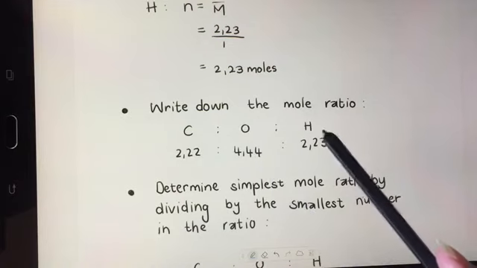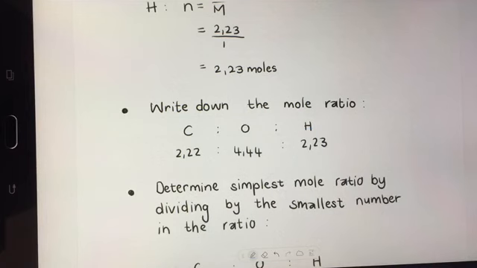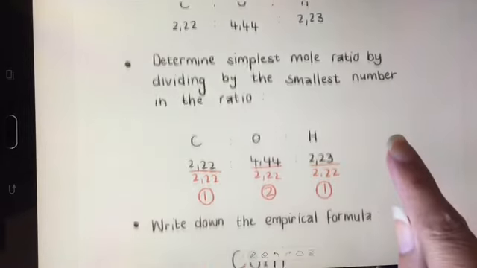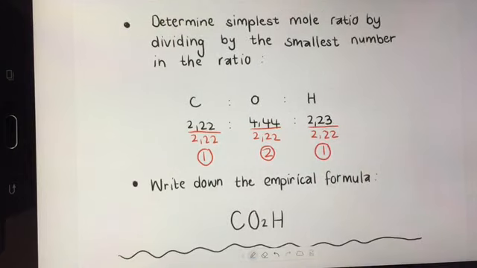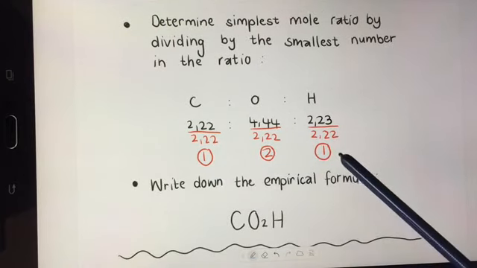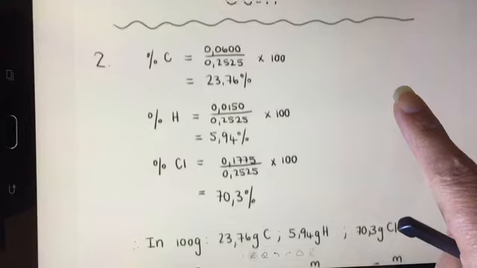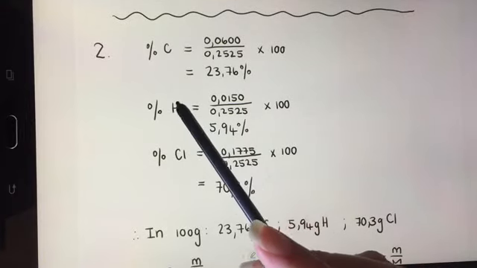So carbon to oxygen to hydrogen will look like that. And then we have to determine the simplest mole ratio by dividing by the smallest number in the ratio. So the smallest number is the 2.22. I divide by that throughout, which gives me a 1 here, a 2 there, and a 1 there. And if I then have to write down the empirical formula, it's going to be 1 carbon, 2 oxygen, and 1 hydrogen. So CO2H.